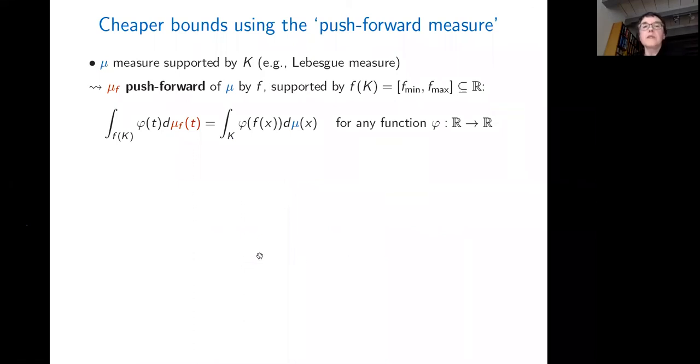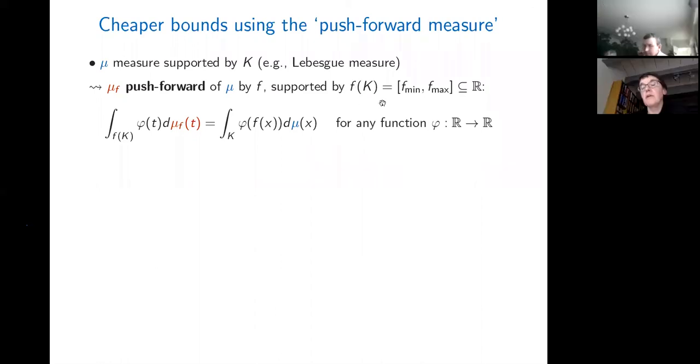And we do two things. We will go back to this idea, and the second thing we do is to go back to the univariate case. So we have mu, the measure supported by the set K, think of the Lebesgue measure. And F is the polynomial we want to minimize. So we are going to consider the push forward measure of mu by F, which we call mu F. This idea is also an idea of Jean Lasserre. And this push forward measure is supported by the image F of K. So just recall here what the push forward measure means.